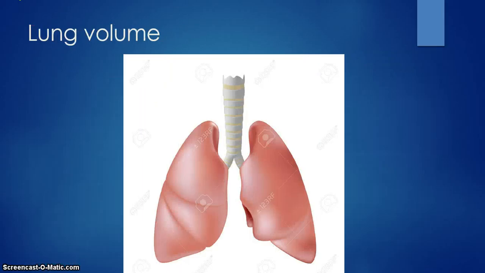Lung volume. Lung volume is the amount of air the lungs can hold at any period of time. This is usually measured as a percentage, and is very similar to lung capacity. The average total lung capacity of an adult human is around about 6 liters of air, but only a small amount of this is used during normal breathing.